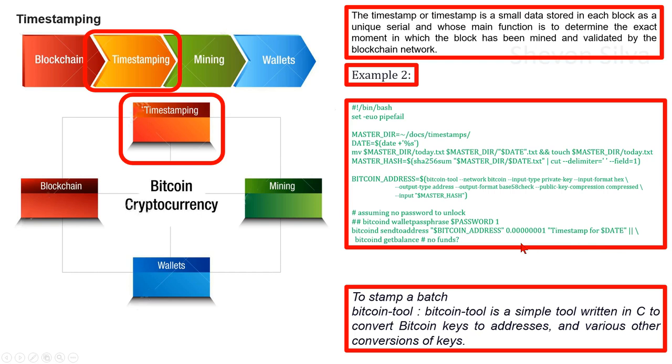As an example too, we can consider this code segment here. This is a timestamp batch. Bitcoin-tool is a simple tool written in C to convert Bitcoin keys to addresses and various other conversions of keys. A simple architecture here would be to change timestamp to create hashes of inputs, but instead of sending them off to OpenTimestamps, they are stored in a local file. This file accumulates hashes from every use of timestamp that day.